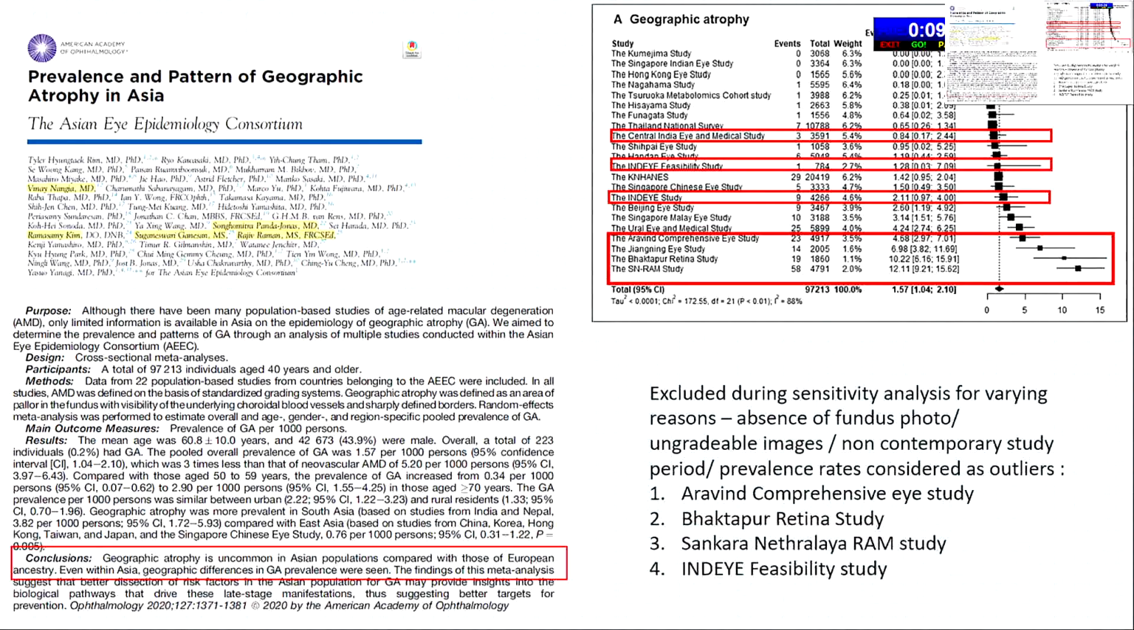Now really, how significant is it in Asia? There was this study by the Asian Eye Epidemiology Consortium where they showed that geographic atrophy actually had a lower incidence than the West. But if you look closely at the data, there were studies from South India which showed geographic atrophy was actually a little higher, but they had to exclude them during the sensitivity analysis for lack of certain information. And most of these studies came from India, which shows that probably we don't have such a low incidence of geographic atrophy as the world thinks.